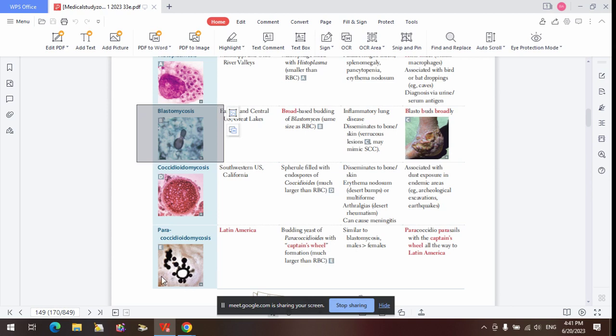So once you see captain wheel, you can see. You guys know the wheels of a ship. You guys remember the way it looks like. Do you guys know the way the ship wheel looks like?